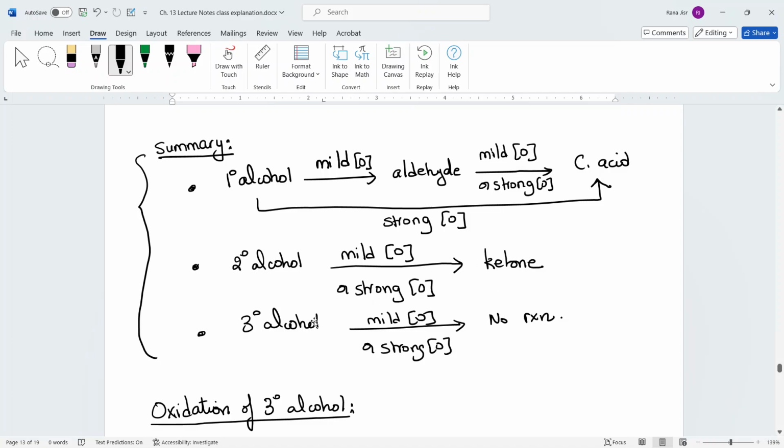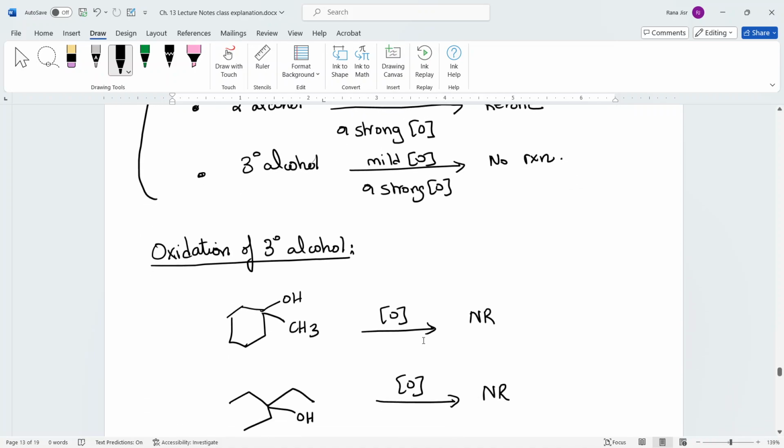You get a ketone, but tertiary alcohols, because you don't have a hydrogen on the carbon. So look, this carbon over here does not have any hydrogens. So that carbon there is missing a hydrogen. There is no hydrogen here.